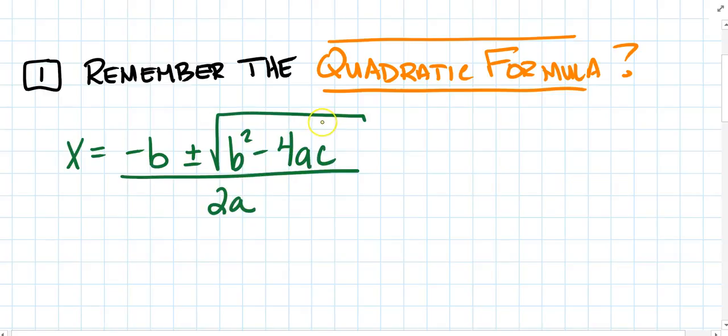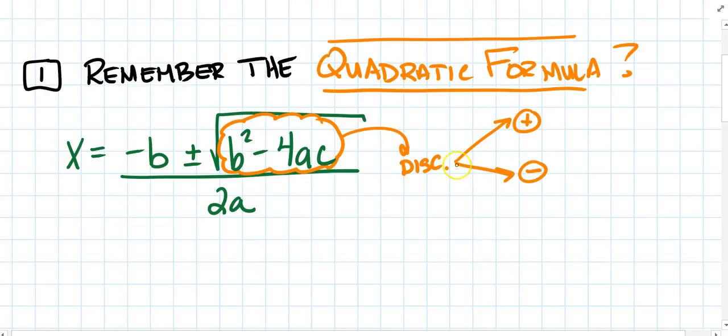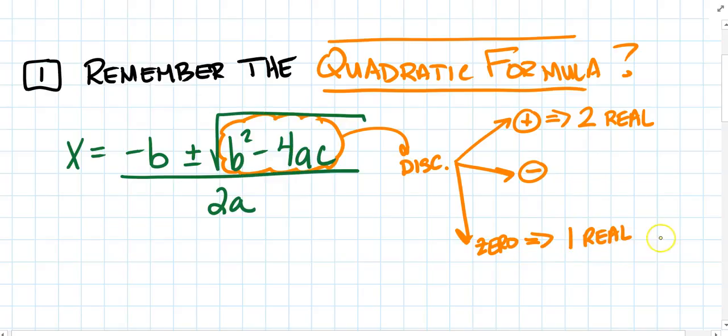I want to talk really quickly about this part. This is called the discriminant, which I'll abbreviate as DISC. What it does is tell you the number of solutions that the quadratic actually has. The discriminant can be a positive number, a negative number, or the number 0. If your discriminant is positive, that implies there are exactly 2 real solutions to the quadratic. If your discriminant is 0, there's exactly 1 real solution.